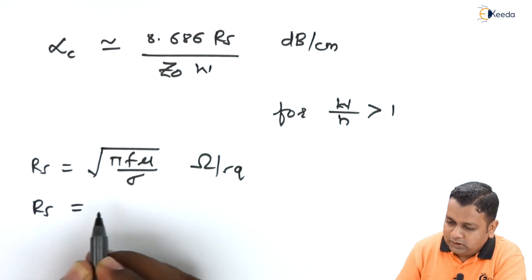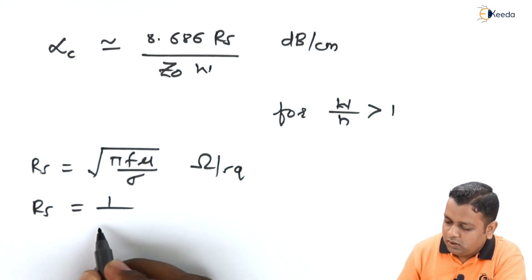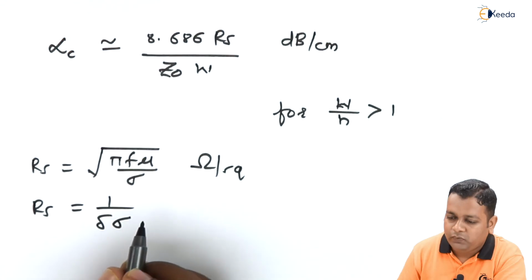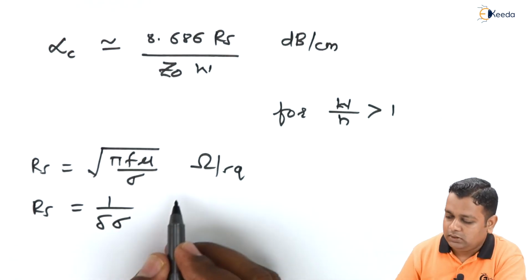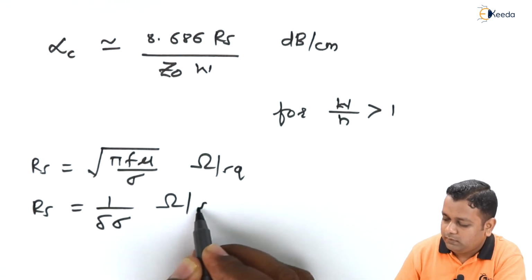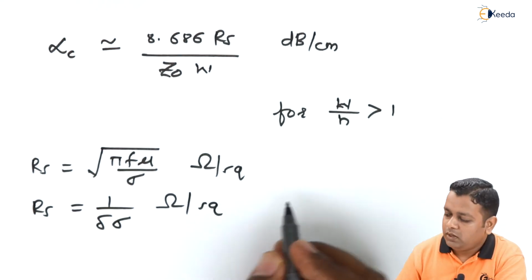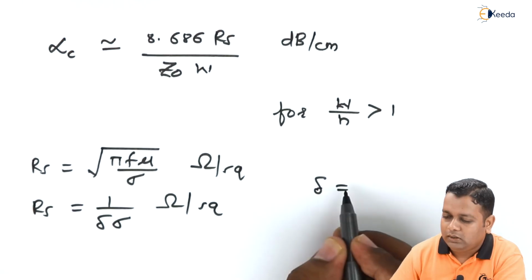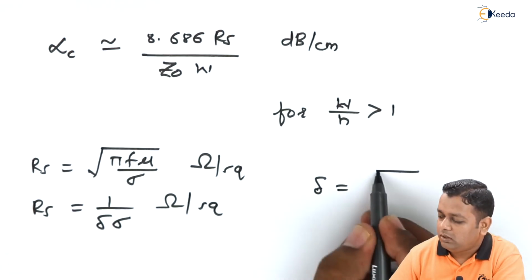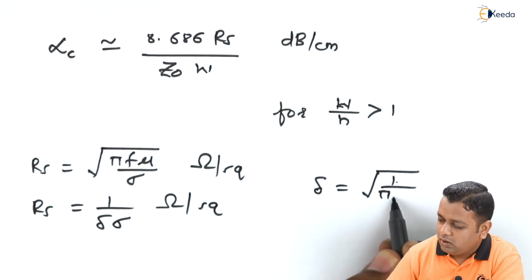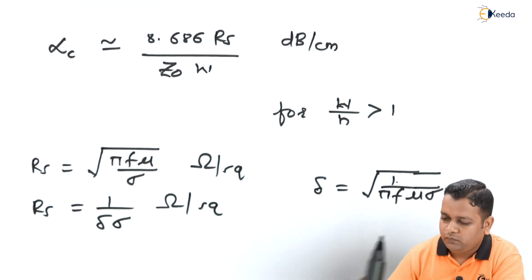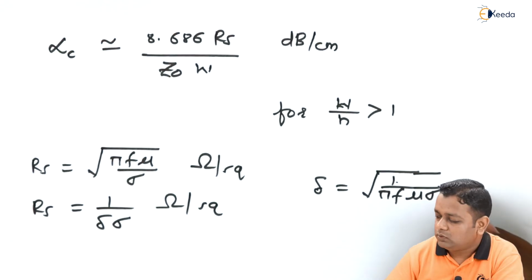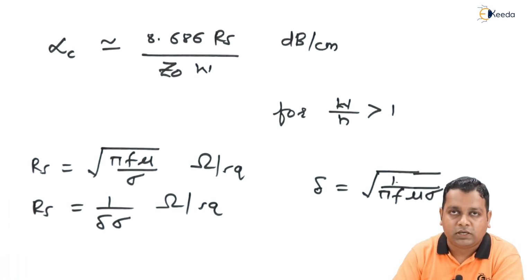Rs is also given as 1 upon delta times sigma, where sigma is the conductivity and delta is the skin depth. This is again measured in ohms per square. The skin depth delta is determined by taking the square root of 1 divided by pi f mu sigma, measured in centimeters or meters.